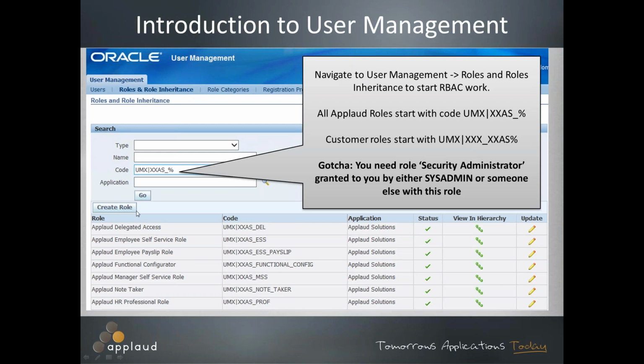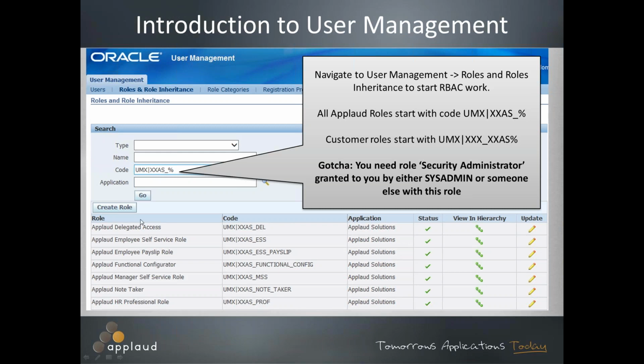Now in here, I have to say Oracle have made it as difficult as possible to use this screen. It's not an easy screen to use, but I'll take you through it slowly. So first of all, I usually search for roles by the code here. Any role that we ship out of the box will start with this funny thing called UMX and then a pipe. That's Oracle. Oracle are determining that, not us. And then our roles will start with XXAS.